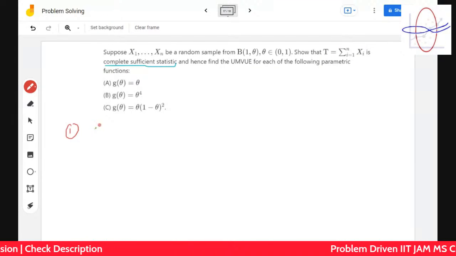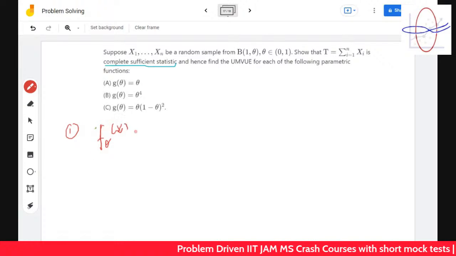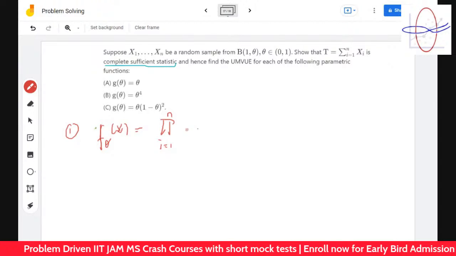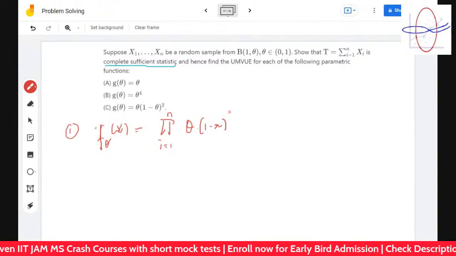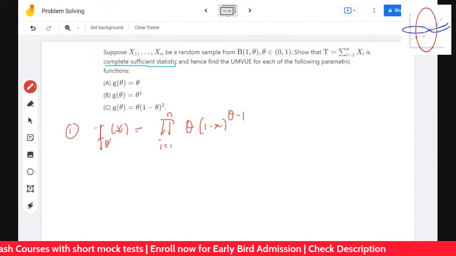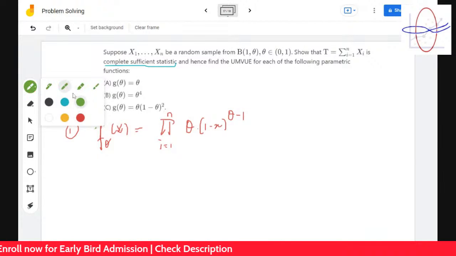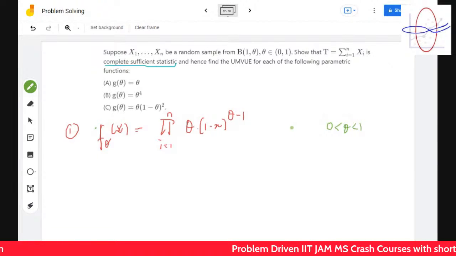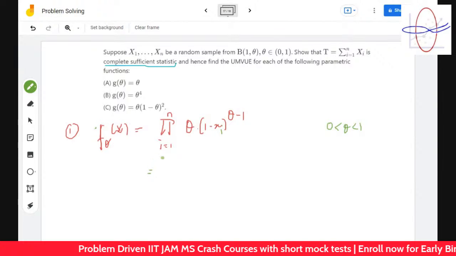So f of theta comma x is the product from 1 to n of theta times (1 minus x) whole to the power theta minus 1. Do you think it's the correct distribution? I think so, I just checked it. And of course theta is between 0 and 1. Very good.